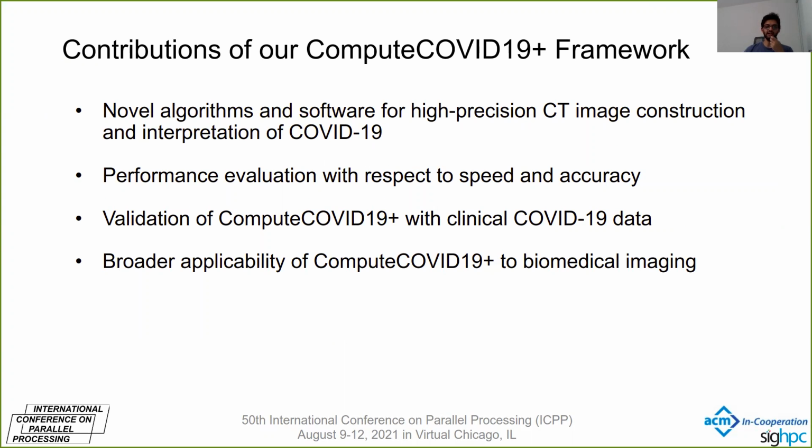Our contributions are as follows. We developed novel algorithms and software for high-precision CT image reconstruction and interpretation of COVID-19 CT scans. We evaluated the framework with respect to speed and accuracy and validated it with clinical COVID-19 data. Our framework is applicable to the diagnosis of COVID-19 and its variants, and also to other diseases which can be diagnosed using computed tomography.